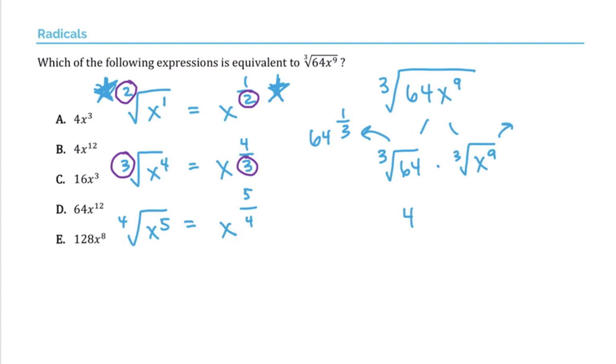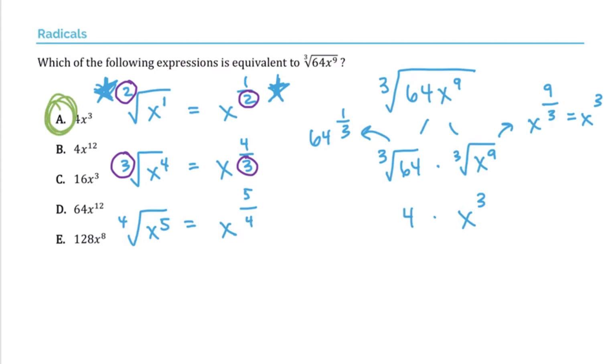How do we rewrite the cube root of x to the 9th? Well, remember that's going to be x to the power of, the one on the outside goes to the bottom, the one on the inside goes to the top. X to the power of 9/3, 9 divided by 3 is just 3. So we have 4 times x cubed is our answer, which is option A.